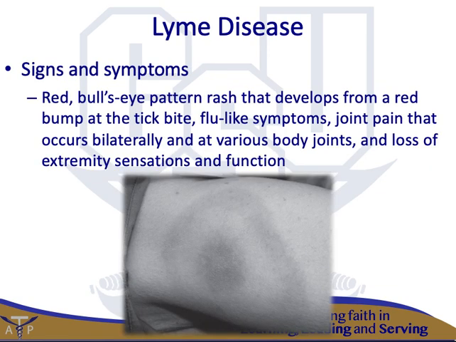The signature sign of Lyme disease is a red bullseye pattern rash that develops from a red bump at the tick bite. Although this sign is indicative of the disease, many infected athletes do not exhibit this bullseye rash. The rash may form approximately 1 month prior to other signs and symptoms, which include flu-like symptoms, joint pain that occurs bilaterally and at various body joints, and loss of extremity sensation and function.